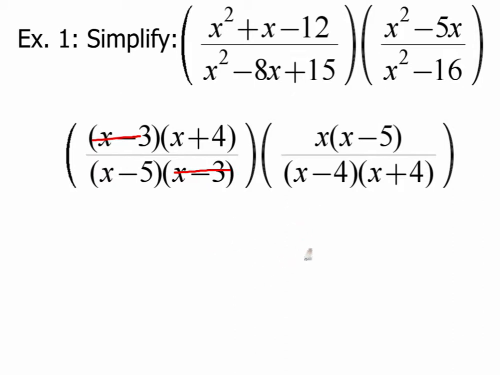And I can also do this. Anything that's on both the top and the bottom, and it doesn't matter which fraction it's in because I'm multiplying, anything that's on the top and the bottom can cancel out. So because I have x plus 4 here and x plus 4 here, those cancel. Because I have x minus 5 here and x minus 5 here, those two cancel. And so now I just want to rearrange with everything that I've got left, and I've got x over x minus 4.